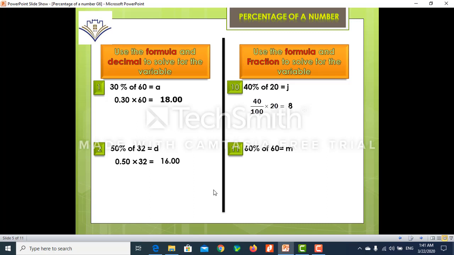Then let's go to number 11. 60% of 60 equals m. I need to convert the percentage to fraction form. 60% means 60 divided by 100, so 60 divided by 100 multiplied by 60. Try to calculate it. Yes, it's 36.